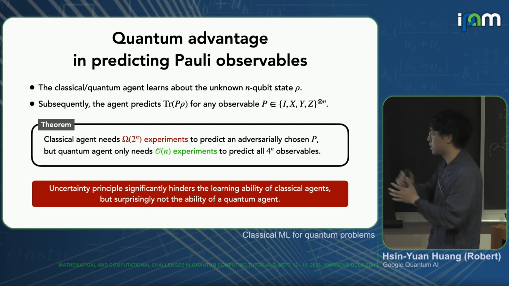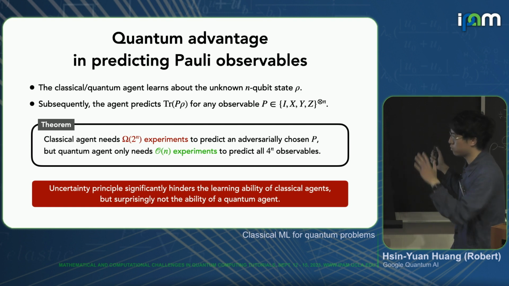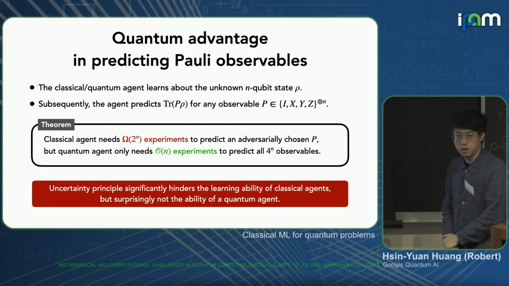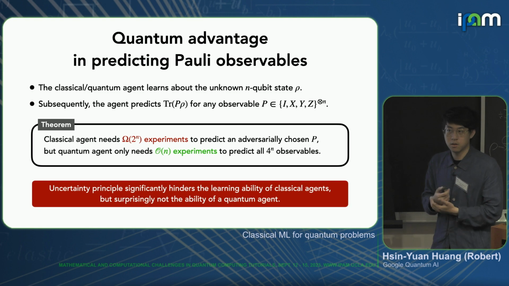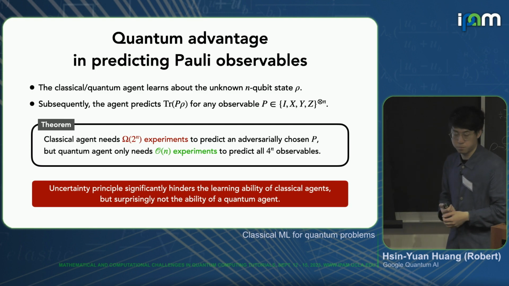And then it can just predict a bunch of observables simultaneously. So that's, on a more intuitive level, the idea of this theorem. And that's why there's a big advantage in it.